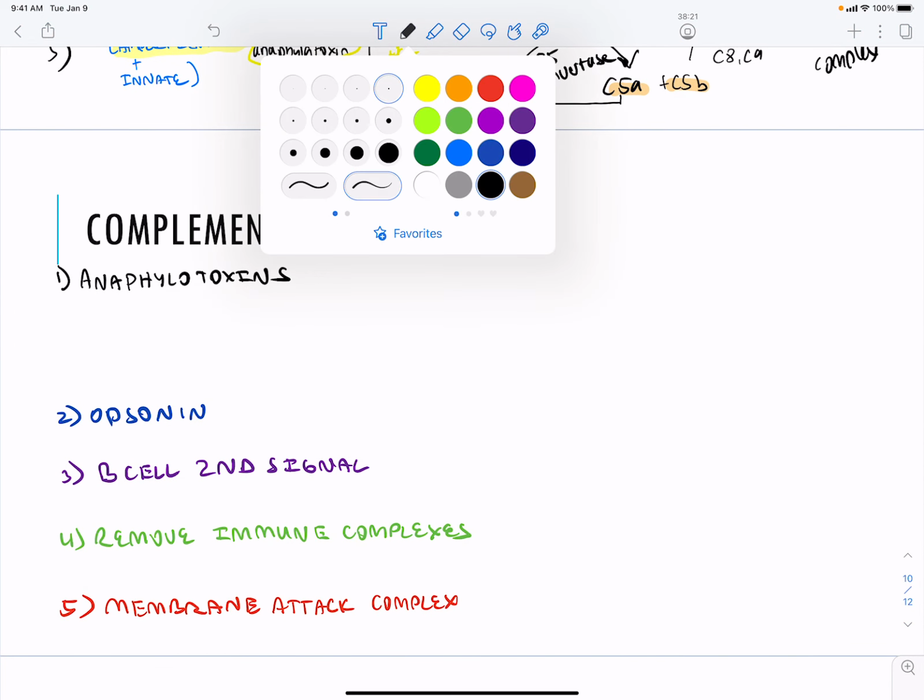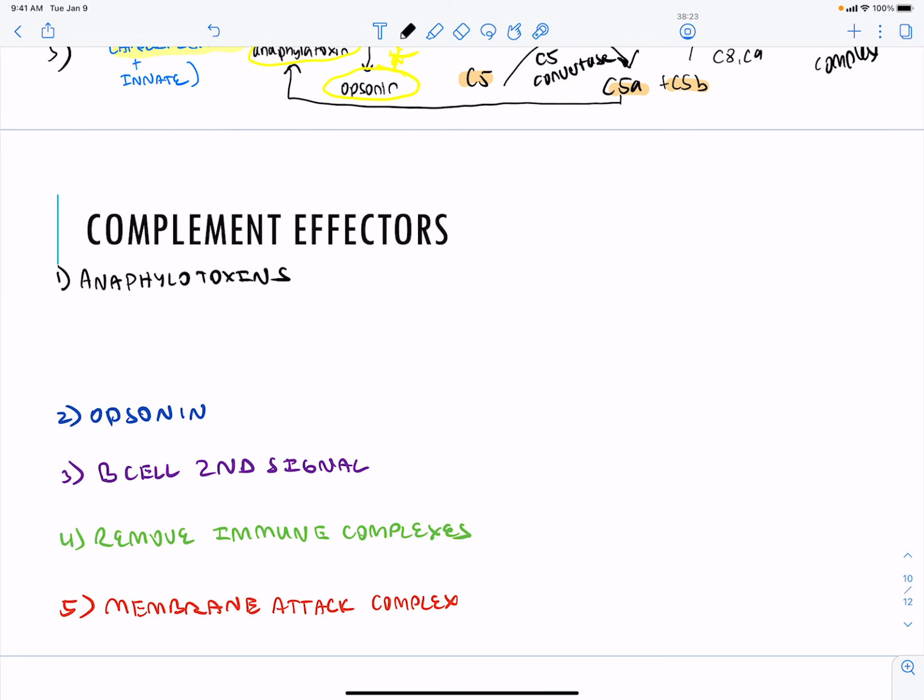Okay, so let's just focus a little bit more on the effectors. Anaphylatoxins are basically recruiters. These guys are going to increase vascular permeability. They're going to allow the neutrophil to get inside of the tissue where the bacteria are. They're going to allow for that diapedesis. So they're going to increase vascular permeability, and they're going to increase leukocyte adhesion to the vasculature.